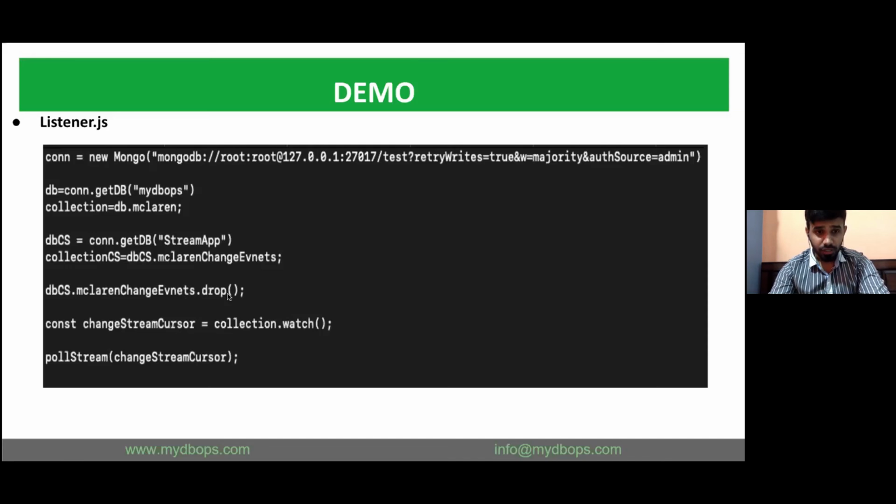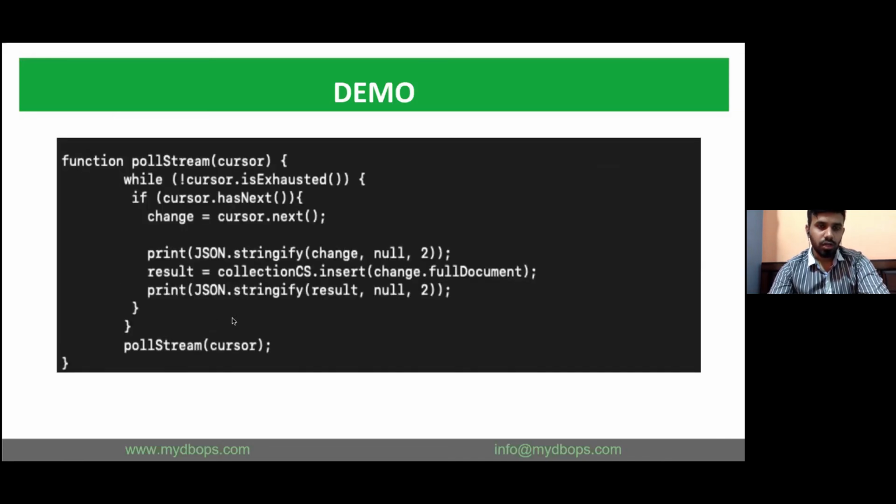So here is the command. I'm just using collection.watch on the McLaren collection. I'm watching that collection. If the cursor is not exhausted, it will just keep processing. And change equals cursor.next. Here is where you can use your match filter, the filters that you want, the relevant data that you want. You can use it here. And I'm just printing all those things.